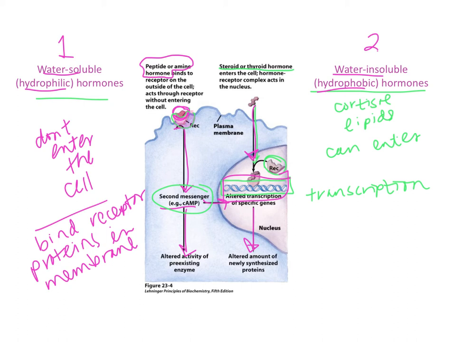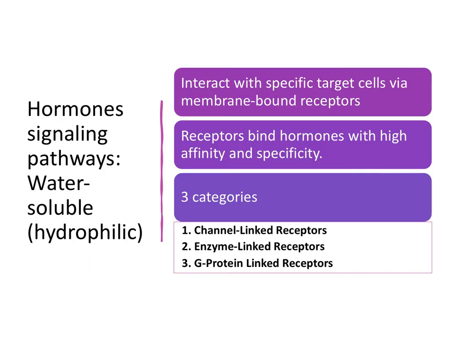And we're going to spend all of our time focused on these receptors over here, the receptors that hydrophilic hormones bind to. So we're going to be looking at three kinds of membrane-bound receptors, and those three kinds of receptors are listed here. Again, we're looking at signal pathways of water-soluble hydrophilic hormones. The three different categories are as follows: channel linked, enzyme linked, and G protein linked.